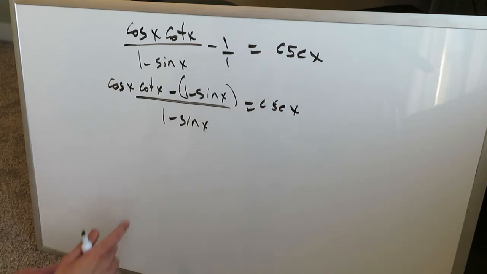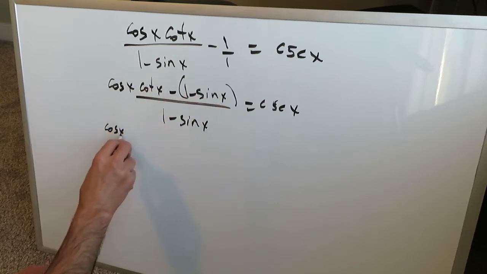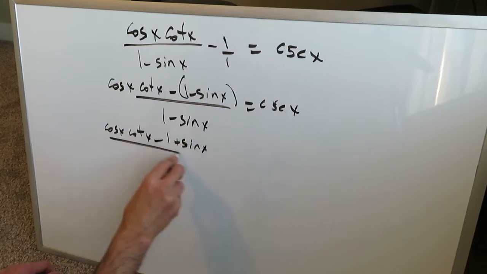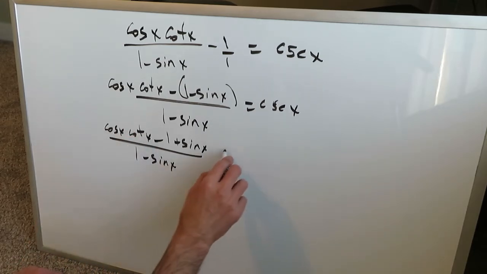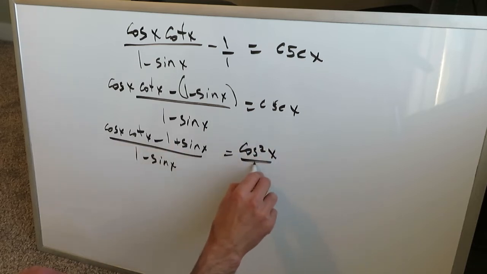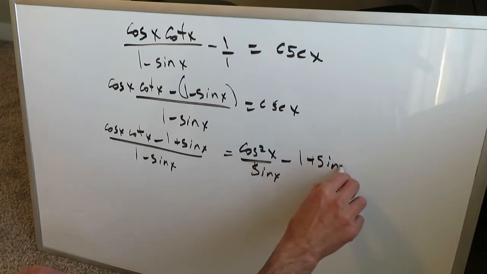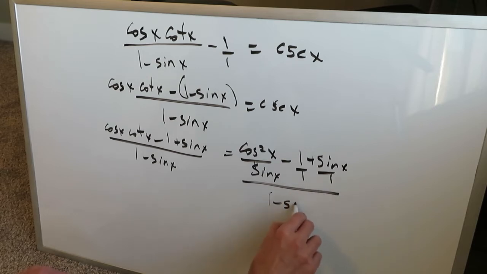Now what do we do over here? We can open this stuff in the numerator. We'll have cosine x cotangent x minus 1 plus sine x, or 1 minus sine x. Now we can open up this cosine and cotangent. What will we get over there? We'll get cos square x over sine x minus 1 plus sine x. We can do over 1, and we have 1 minus sine x over here. All of this has to somehow equal cosecant x.